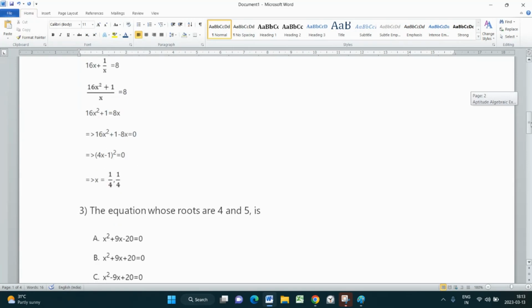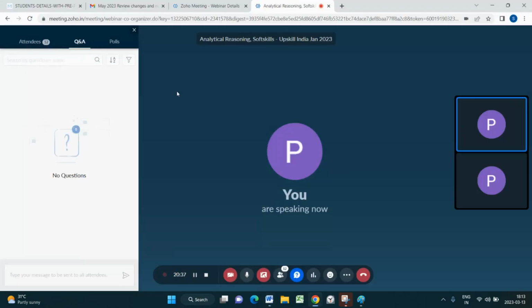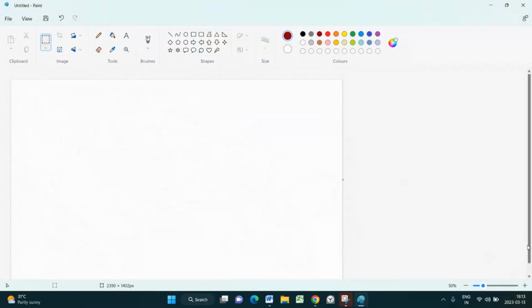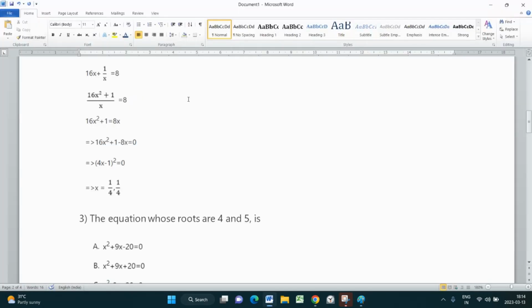So 16x plus 1 by x is equal to 8. Here they are taking the LCM. We will do it. The 16x plus 1 by x is equal to 8.